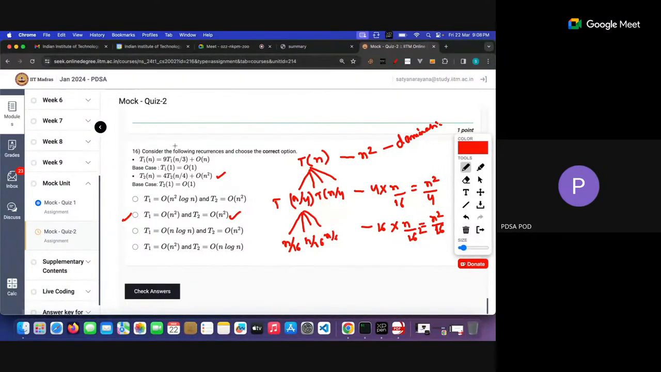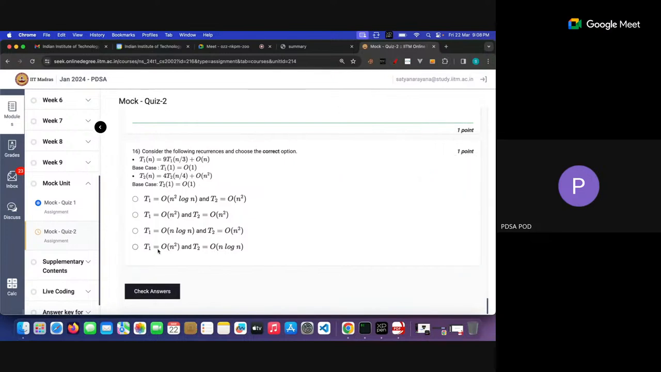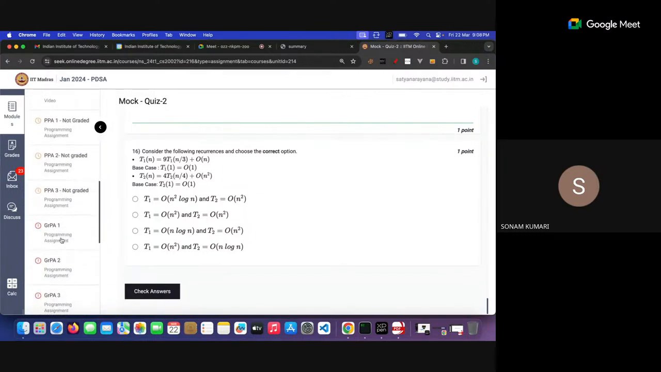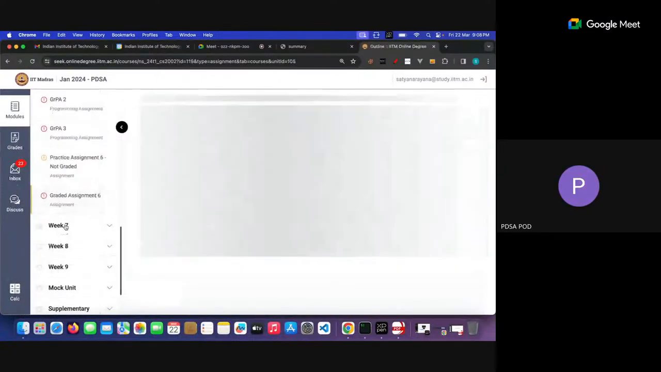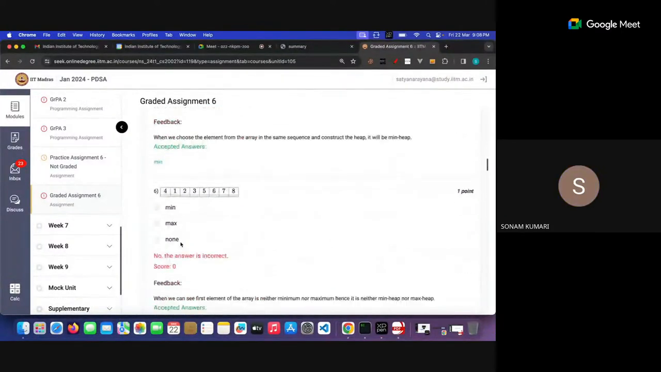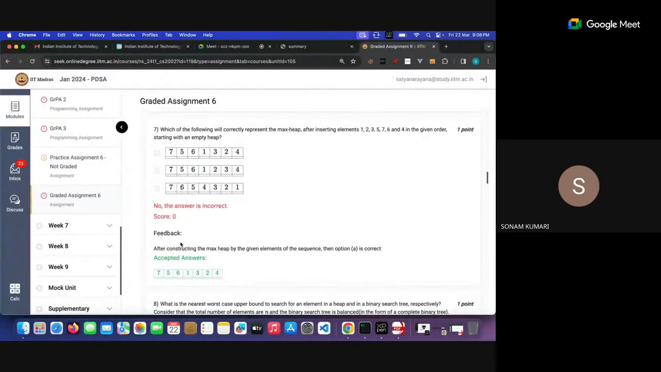Somebody wants to ask about the sixth week. Yes, sir, in the sixth week, question number 7 of the graded assignment. The question was easy, but the answer options were a little confusing. Which of the following will correctly represent the max heap after inserting the elements 1, 2, 3, 5, 7, 6 and 4 in the given order? According to me, it should be option B.